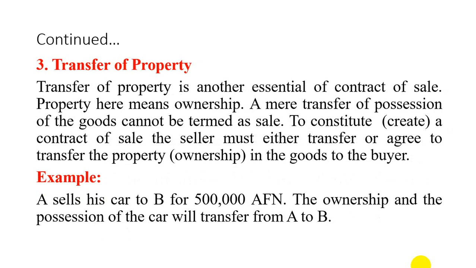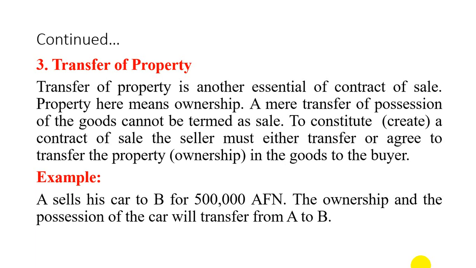The third essential is the transfer of property. The ownership that they have contracted over must go from A to B, from seller to buyer, and the one responsible must transfer it. Transfer of property is another essential of a contract of sale. Property here means ownership. So the thing you are going to sell, you should shift the ownership of that to the one you sold it to. A mere transfer of possession of the goods cannot be termed as sale. To form a contract, you need to transfer the complete property to the buyer.